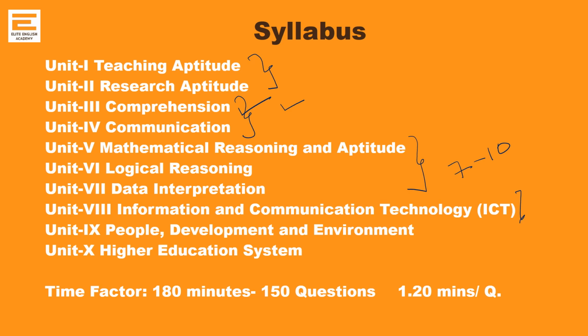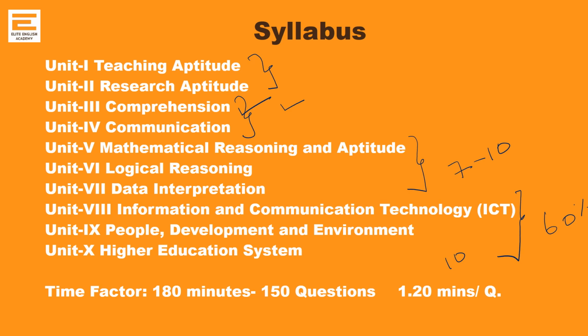The next three topics, information and communication technology, people, development and environment, and higher education system, are based on facts. So if you study the right material, with some practice of questions, definitely at least 60 percent of the questions you can get right. There are 15 more questions here, so easily you can score 10 out of 15.